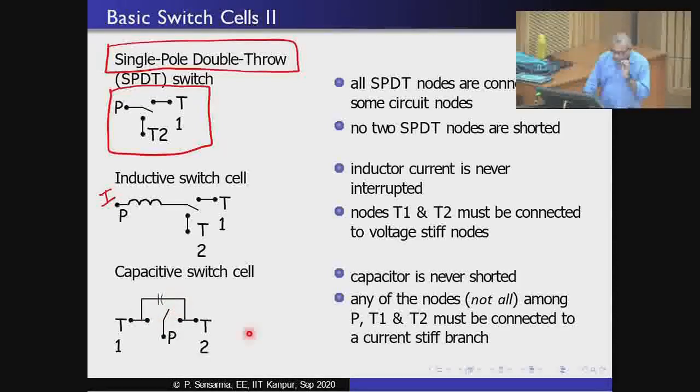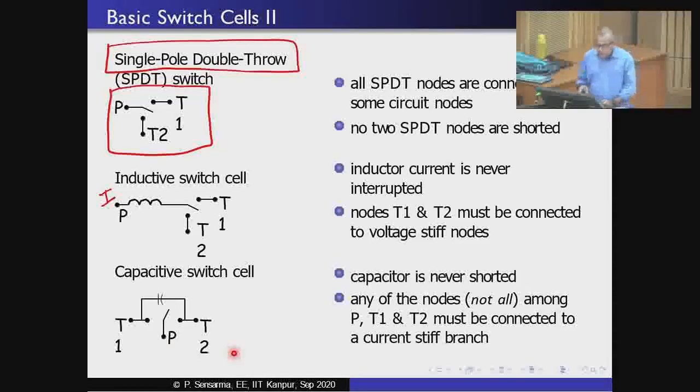Now, if we have to satisfy the ROI for the rest of the circuit, what we definitely must ensure is that any of the nodes, but not all the 3 nodes, any of the nodes must be connected to a current stiff branch. That is the sufficient condition to ensure that ROI is satisfied when one is making a circuit using a capacitive switch cell.